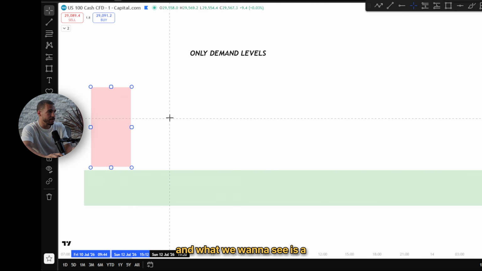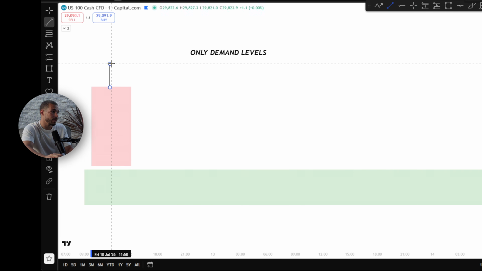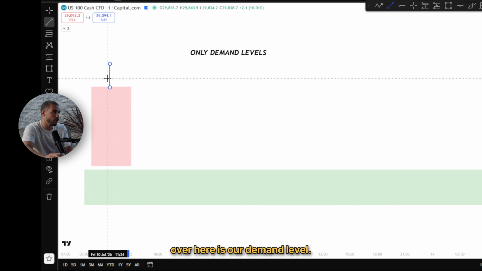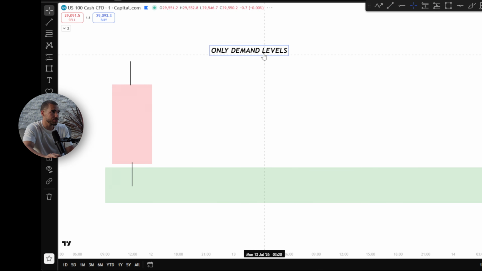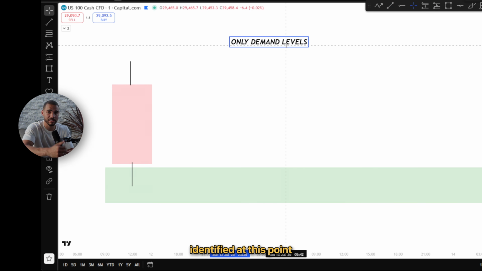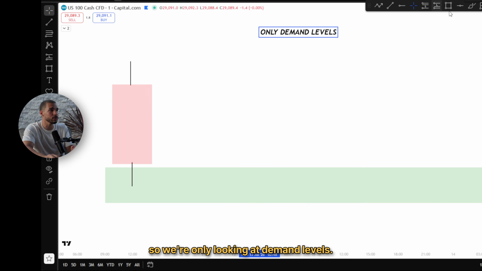And what we want to see is a bearish candlestick, right? And notice this green zone over here is our demand level. This is our key zone. That's that lowest candlestick for price broke structure. So now we have already identified at this point that the economy would be bullish. So we're only looking at demand levels.